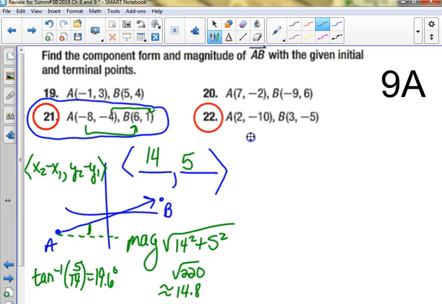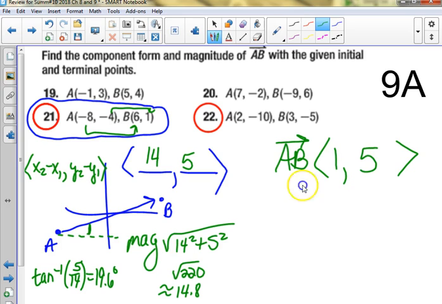You need to do another one of those or not? Maybe just the first part? What is A to B components for number 22 right here? She right? Okay.